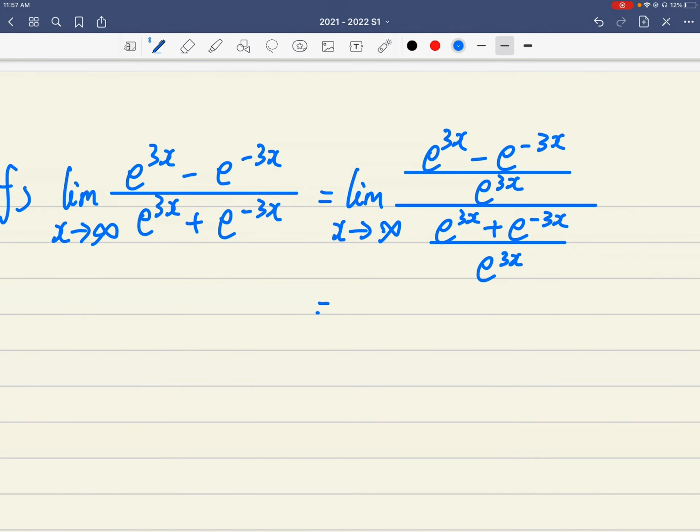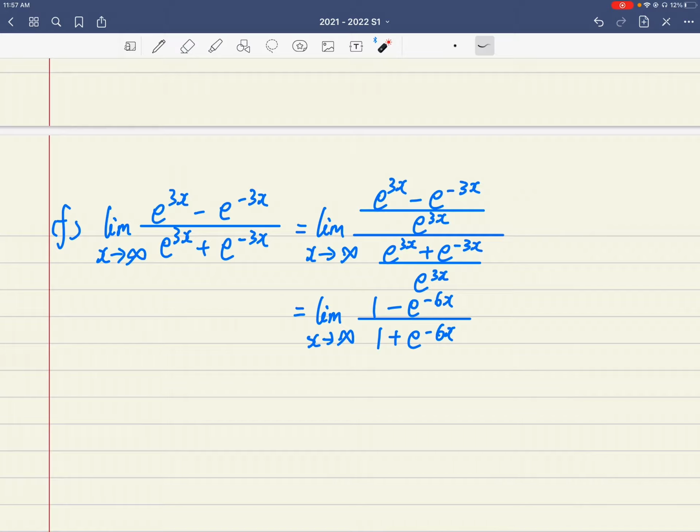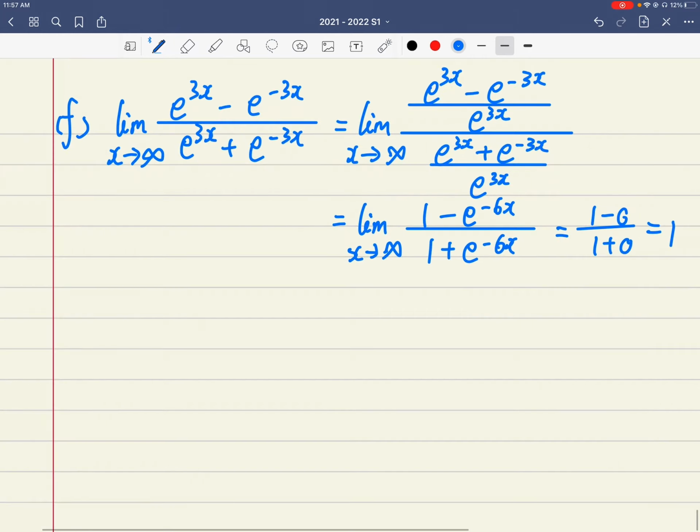So the top is just 1 minus e to the power of negative 6x. The bottom is 1 plus e to the power of negative 6x. Now when x is approaching infinity, this part is e to the power of negative infinity, which will be 0. So if you do the substitution, it will be 1 minus 0 over 1 plus 0. It's 1.